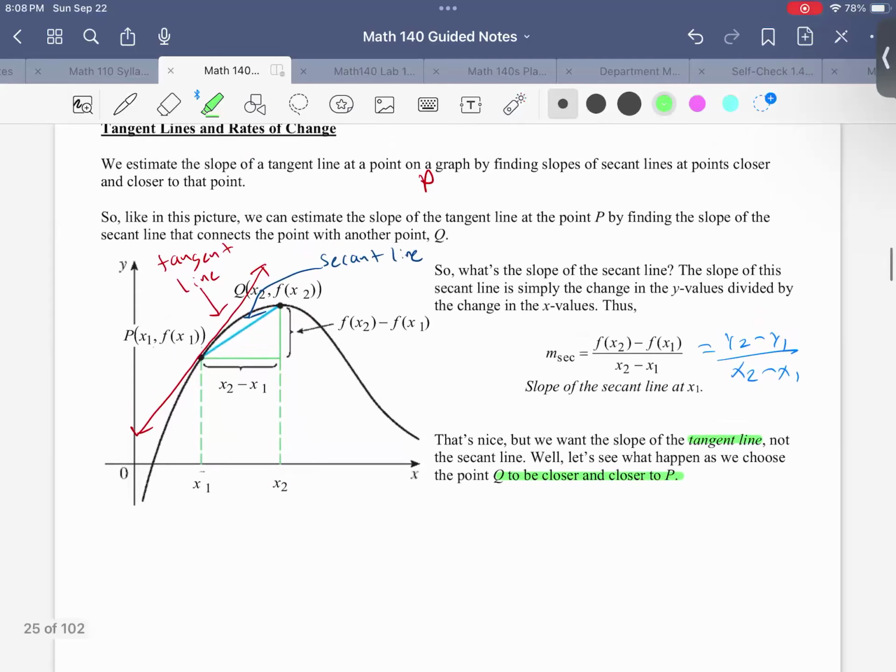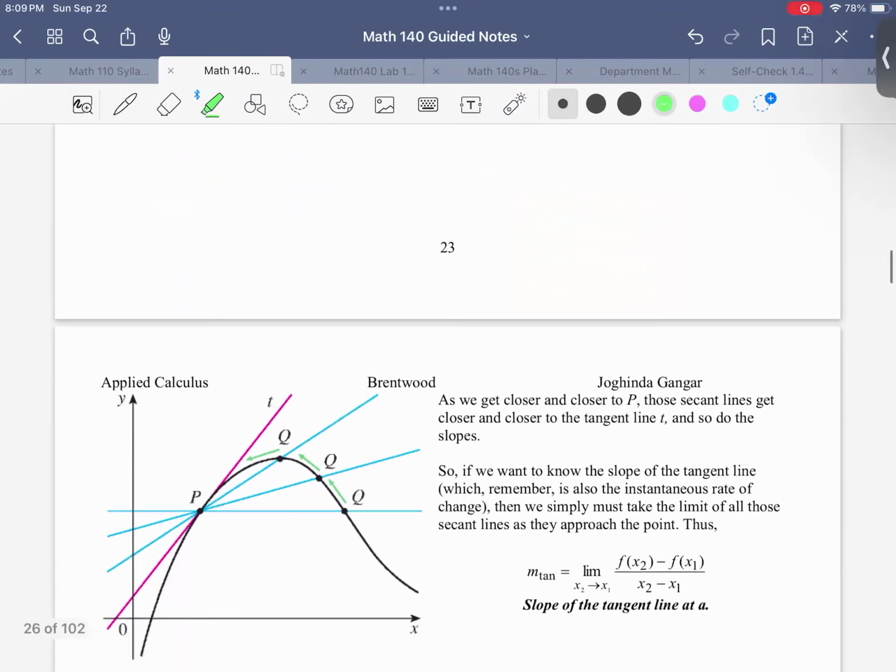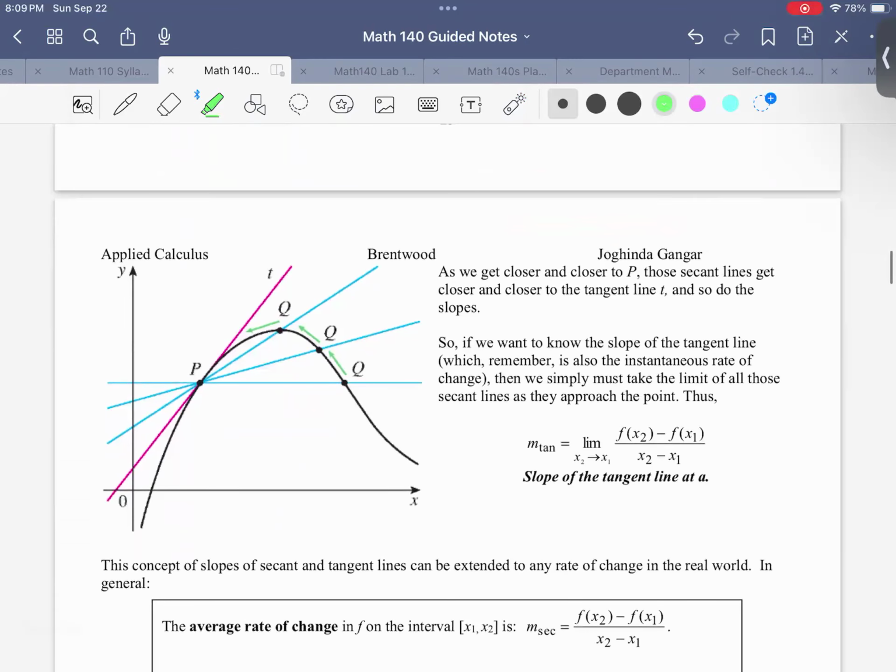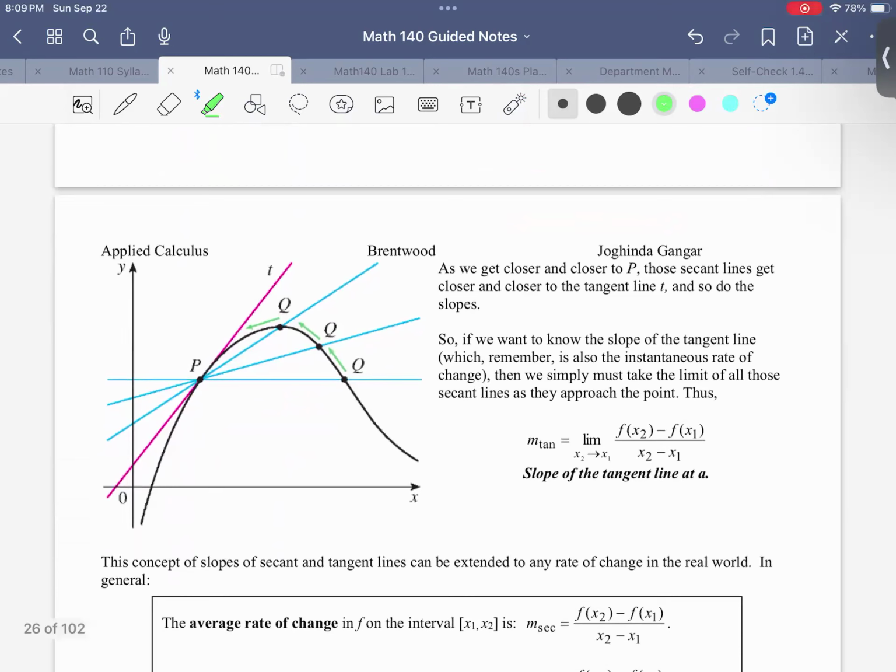That's our goal. Let's go ahead and scroll to the next page. Here's a more annotated graph that helps us with that concept. Say you start out right here. Let's call this Q1. It's coming over here. This is some type of secant line. But once again, I want the slope of the tangent line here.